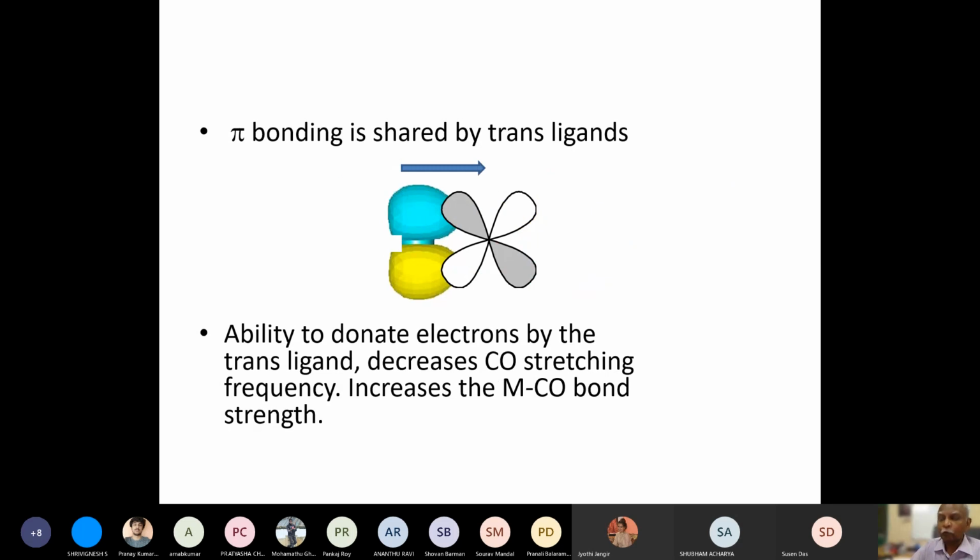So do we have any proof for this? It is there. I will show you in a few minutes. On the other hand, if I have a ligand L2 which can push electron density to the t2g, then this electron density will be pushed back into the CO, and then the pi star occupancy will increase.